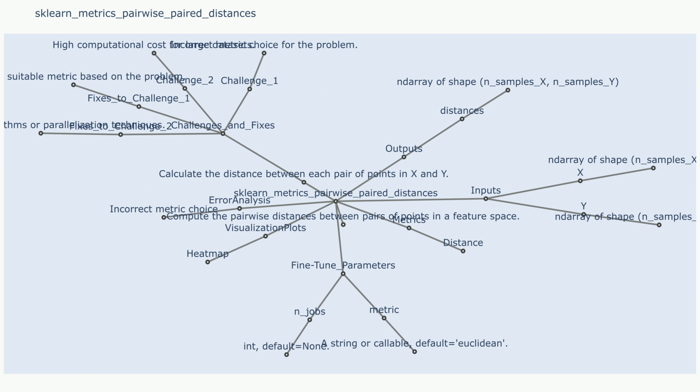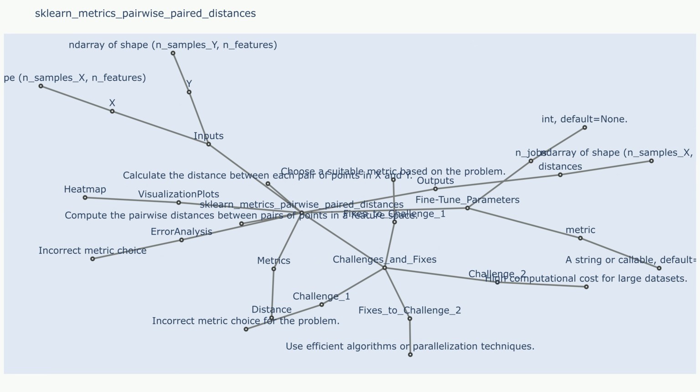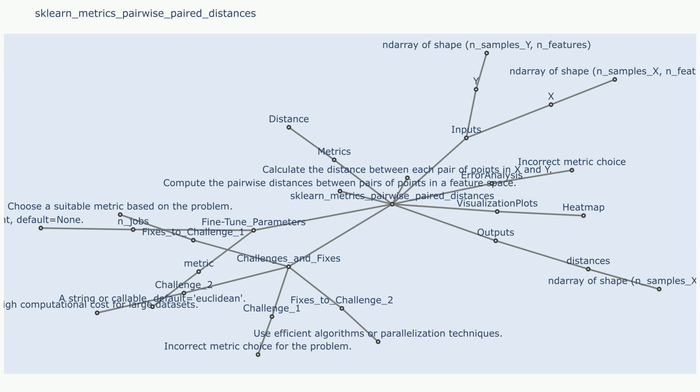Uncertainty methods. Bootstrapping: resample the data with replacement and calculate distances on multiple bootstrap samples to estimate the uncertainty in the distances. Challenges and fixes.